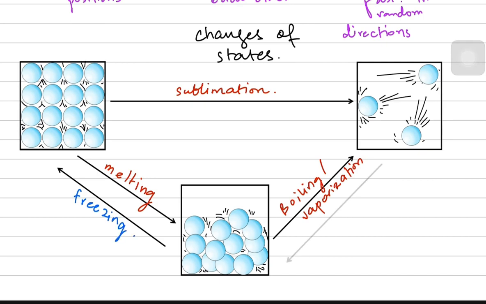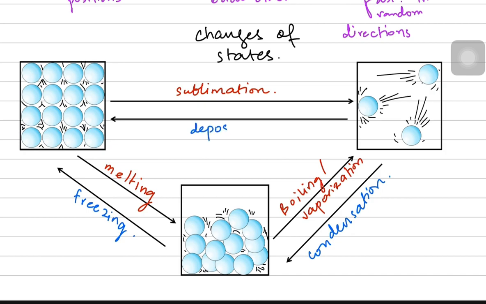Liquids becoming solid is called freezing. And then gases becoming liquid is called condensation. If there's a gas turning directly into solid, we call it deposition, which is the reverse of sublimation. We need to understand that when we talk about solids, liquids, and gases, and there are changes of states happening, the examiner can ask us how the changes are represented by their motion and their arrangement.